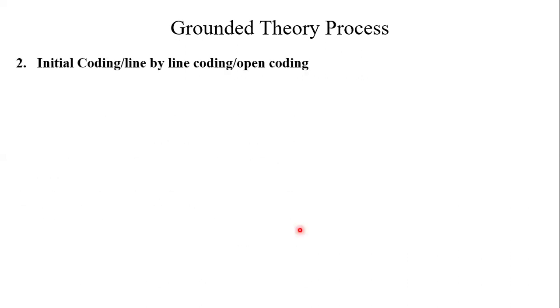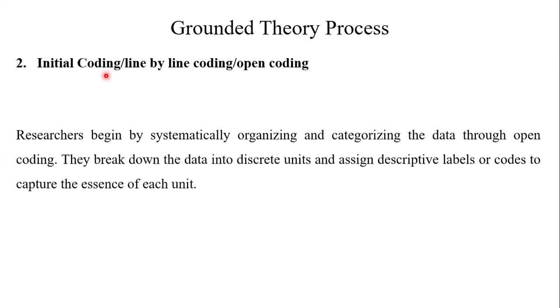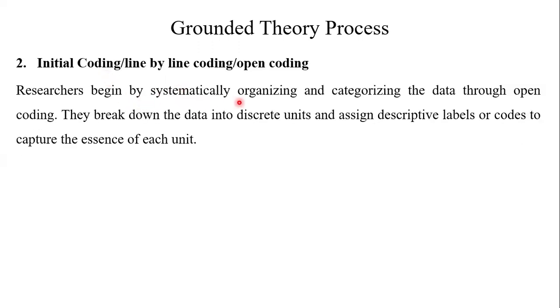So what to do next? The next is basically initial coding, or line by line coding, or open coding. This process is basically the starting point in the grounded theory process. The first is the collection of data, and the second one is initial coding or line by line coding, or sometimes it is also known as open coding. So researchers begin by systematically organizing and categorizing the data through open coding. It is also known as initial coding. It is also known as line by line coding.